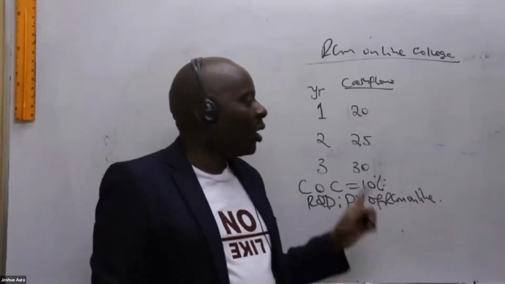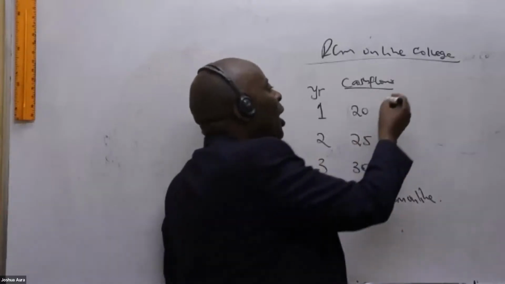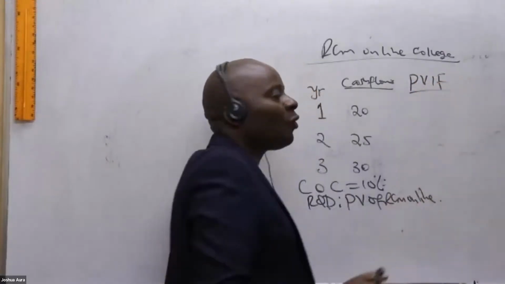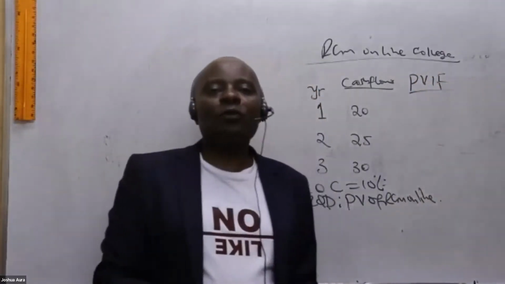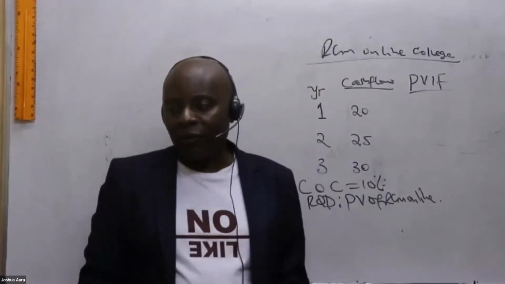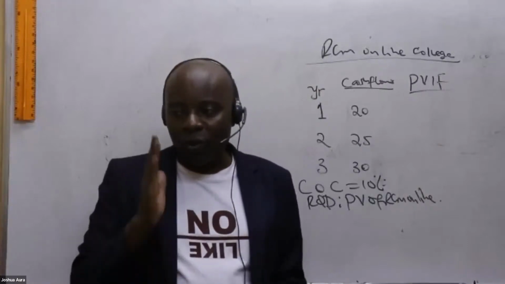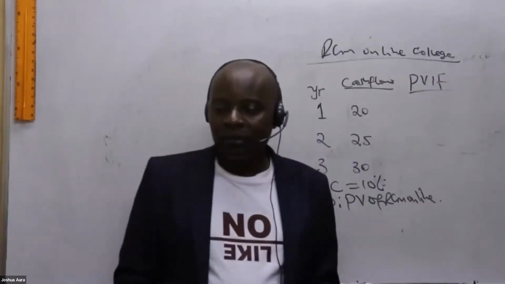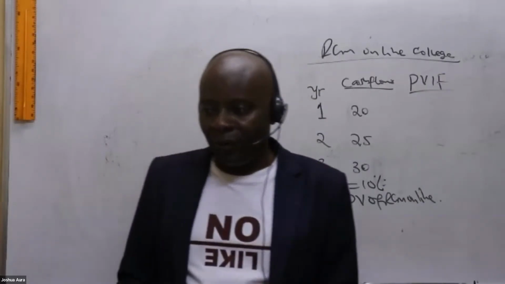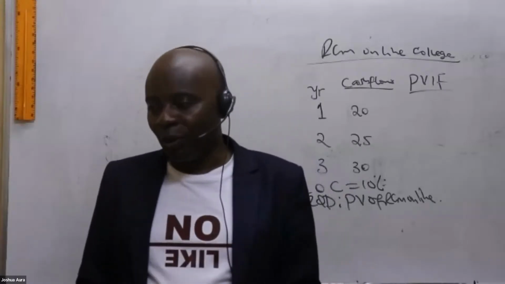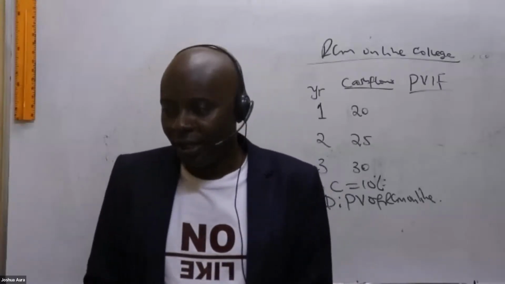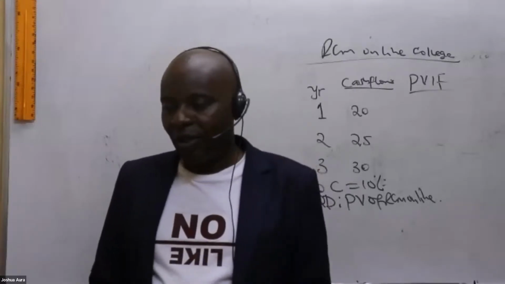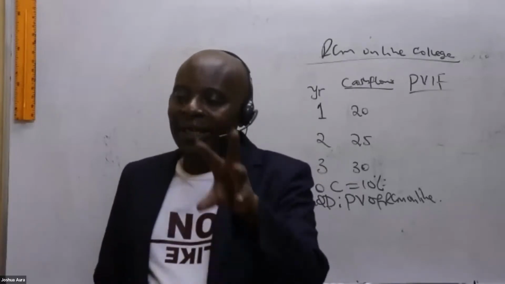It's very easy. What you need to do, ladies and gentlemen, is to create a column of PVIF. PVIF stands for present value interest factor. I would like to see whether there is any student here who is able to remember the PVIF formula. Anybody who is able to remember the PVIF formula? Isaboke says yes. You shall be using this in practical.